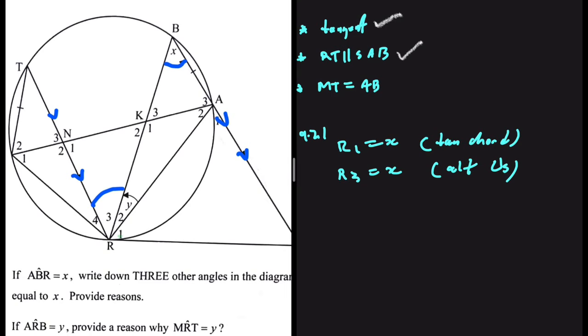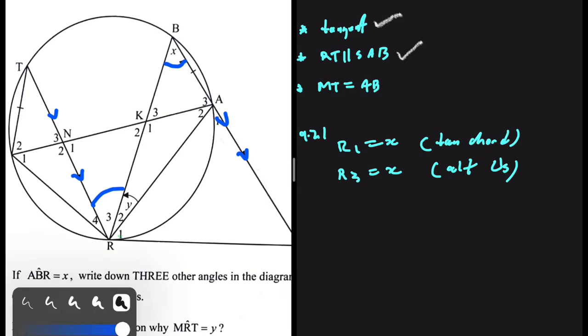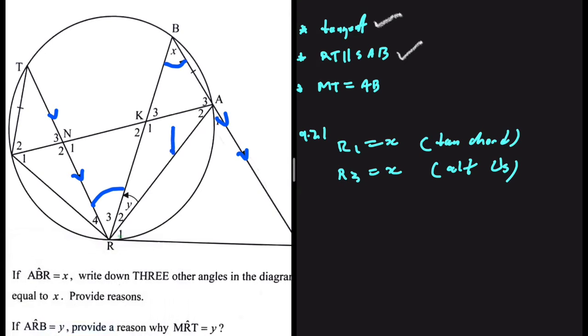Let's go to our diagram now and see what we can come up with. Well, you should realize that the chord RA is subtending x. But at the same time, it is subtending M1. So x and M1 should be equal to each other. So now we can say that M1 is equal to x. And why are we saying that? Angles in the same segment. So there we go. We have 3 angles that are equal to x.